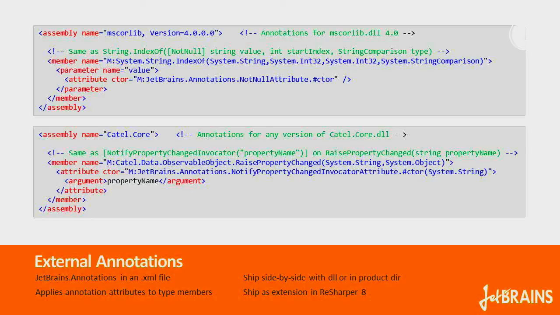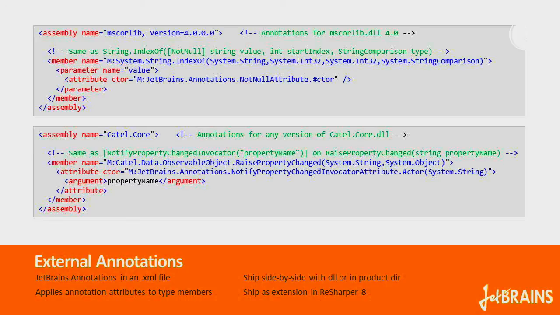This is a very nice file format. Well, when I say nice, it is possibly not the most user-friendly. It's a very similar file format to the XML documentation file format. It's a way of saying, for this assembly and for this member, so for example at the top here we've got System.String.IndexOf, then for the value parameter, apply the not null attribute. And that then is the same as string.IndexOf, applying the not null attribute to string value, in start index and so on, in your code.